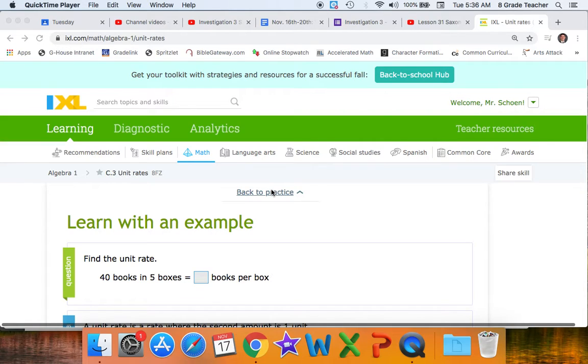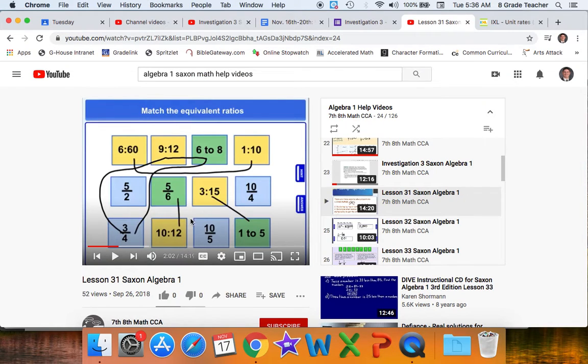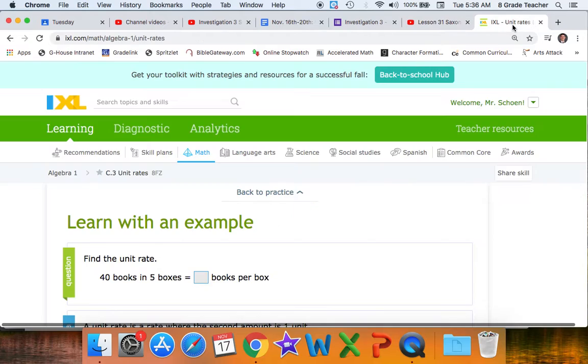Today in algebra class, we are learning all about rates, ratios, and proportions. This video here, lesson 31 in Sex and Math, will go through each of those different categories, rates, ratios, and proportions. But today I want to specifically focus on unit rates. So we're going to look at C.3 in our Algebra 1 skills in IXL and take on unit rates.